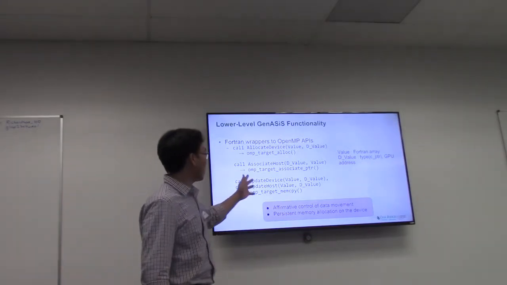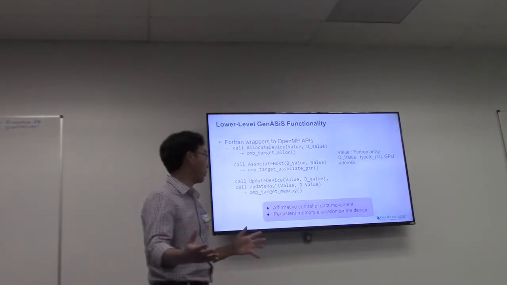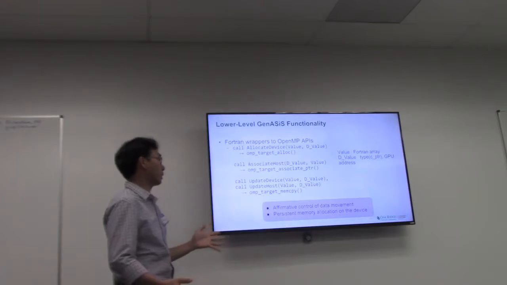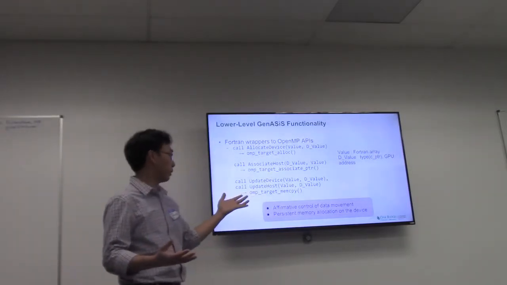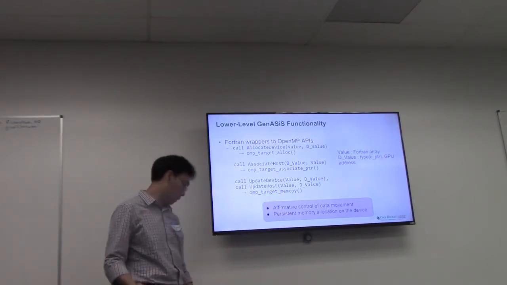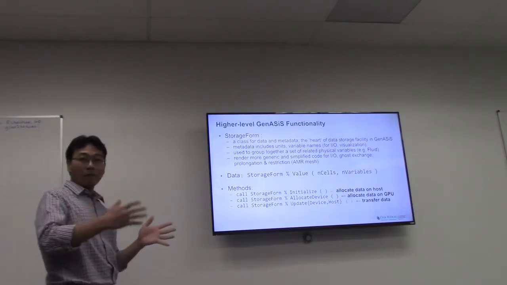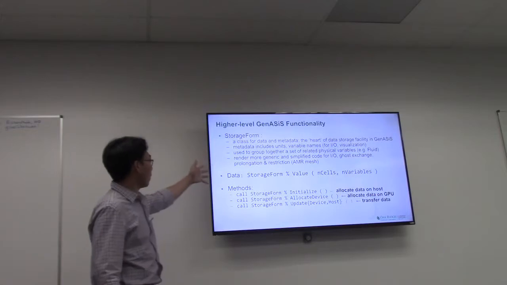So for our case, we use value here, for example, it's just a regular Fortran intrinsic array, and we use the convention of d underscore. In Fortran, we use a type C pointer as a variable that holds the GPU address.